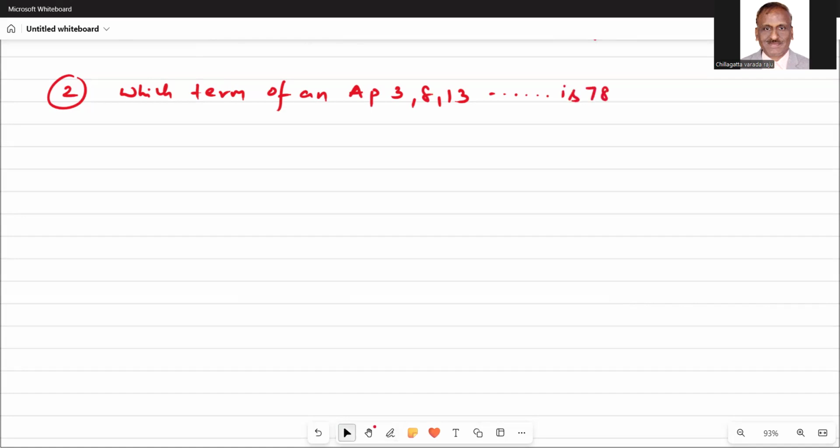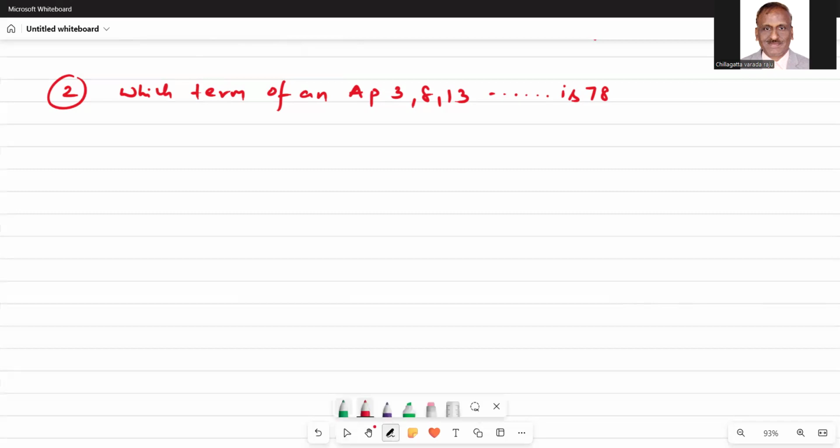You need not write all the terms. From 3, what is the common difference here? 5. 3 plus 5, 8; 8 plus 5, 13; 13 plus 5, 18. You need not write up to 78 and count how many terms there are from 3 to 78. So we will make use of the nth term of an AP here. Before that, we will list out what A, D, and L are.